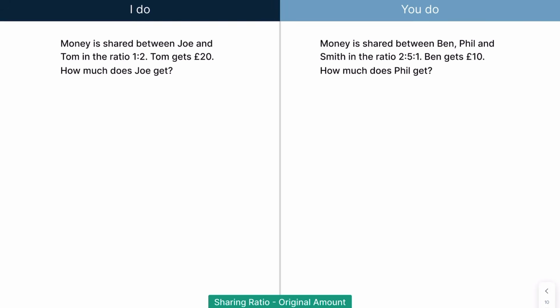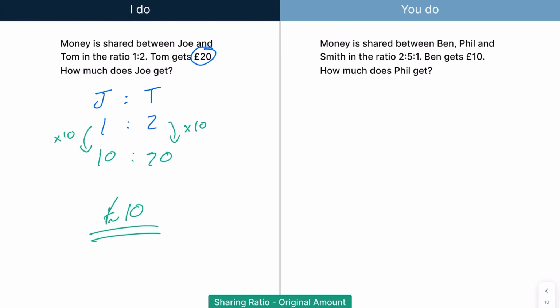Now moving on. So in this case, we've been told the same thing. We have Joe, we have Tom, we have a ratio of 1:2. But now we've been told Tom gets £20, so we can write this £20 down here. So we know that Tom got £20. And now the question you're going to ask yourself is, well, how do we go from here to here? Well, I must have times that by 10. So I've got to do the exact same on this side. And that gives me an answer of 10. So the final answer, Joe must have got £10.